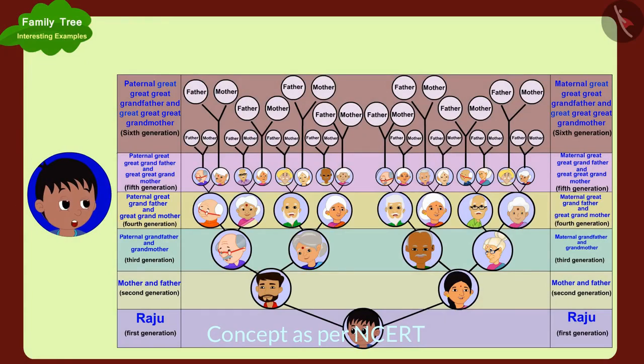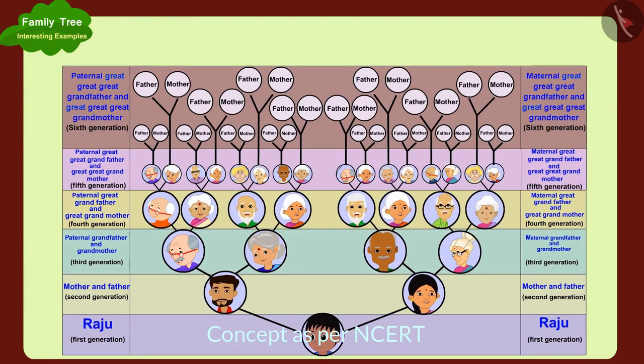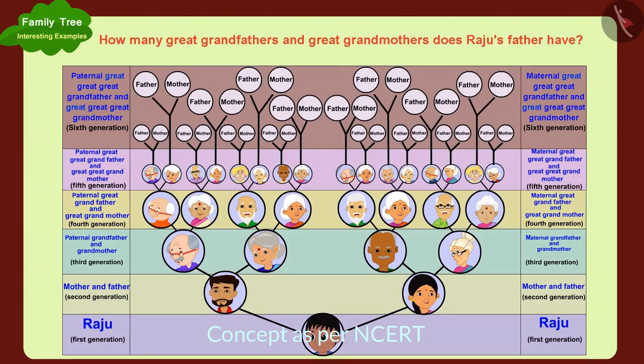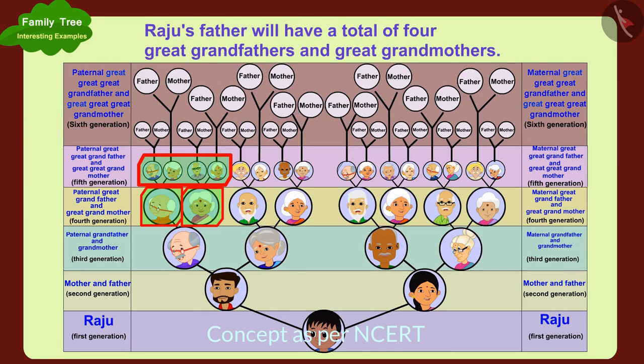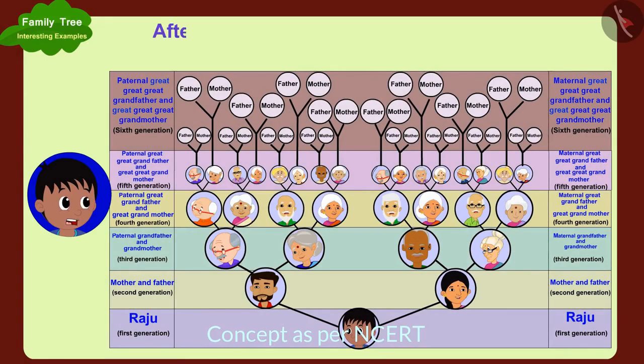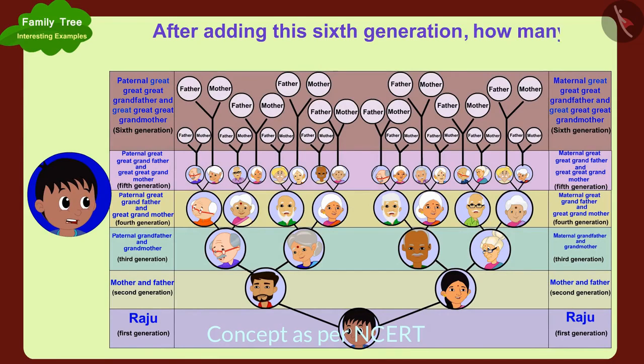How many great-grandfathers and great-grandmothers does my father have? Children, can you find the answer to Raju's this question? Raju's father's paternal great-grandfather and great-grandmother will be Raju's father's paternal grandfathers and grandmother's parents. In this way, Raju's father will have a total of 4 great-grandfathers and great-grandmothers. After adding this 6th generation, how many people in total do I have now in my family tree?